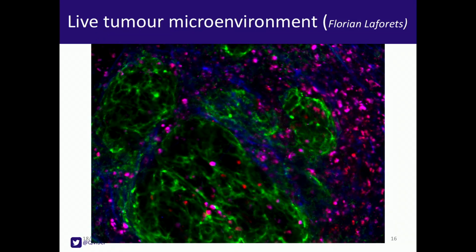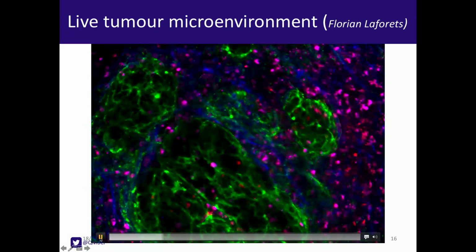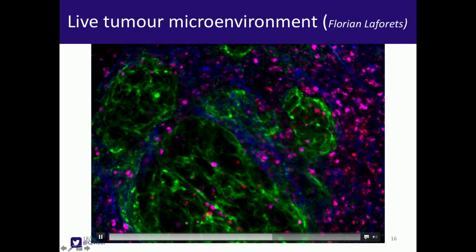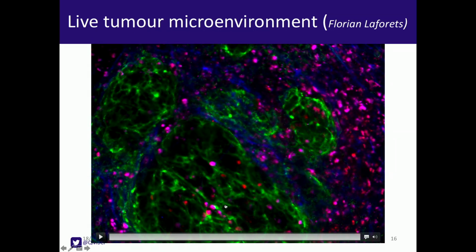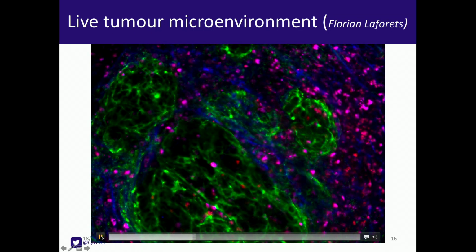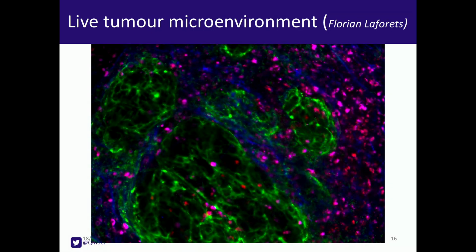So green here, these are the malignant cells, and these pink cells and red cells are different types of immune cells, and the blue here is the extracellular matrix. And if you look, you can see how, oh, actually it's moving quite slowly. I think maybe we've got a power problem here. That's a bit annoying. Let's try the next one.